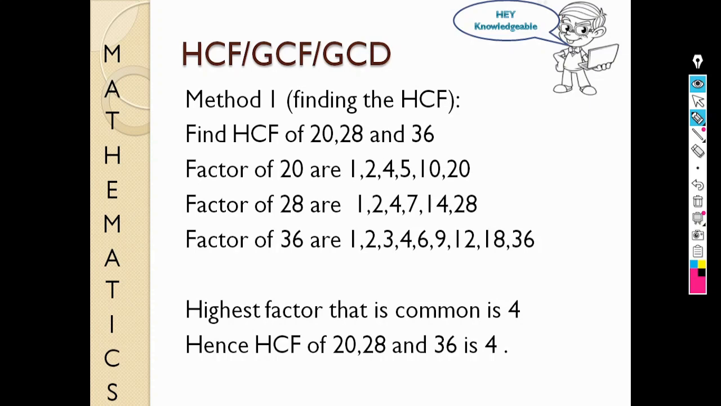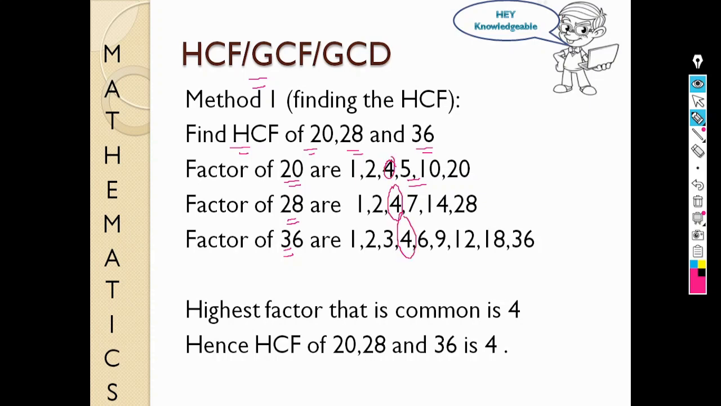So let's try to see how to find the HCF for given numbers. If we have to find the HCF of 20, 28 and 36, then we'll try to see the factors of 20, 28 and 36. The factors of 20 are 1, 2, 4, 5, 10 and 20. In the same way, the factors of 28 are 1, 2, 4, 7, 14 and 28. And the factors of 36 are 1, 2, 3, 4, 6, 9, 12, 18 and 36. So the highest common factor between all these three numbers is 4.